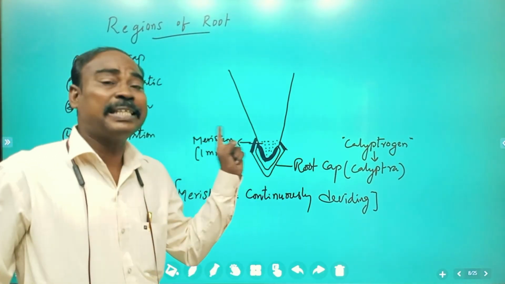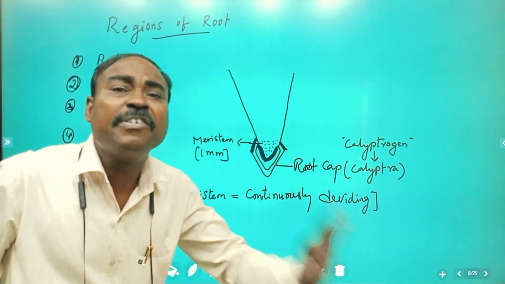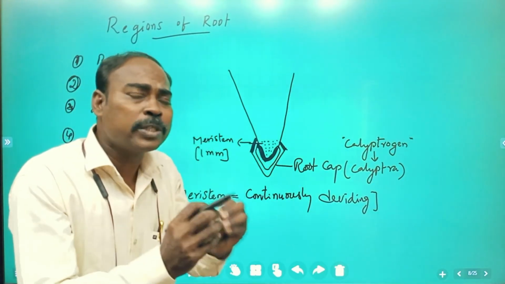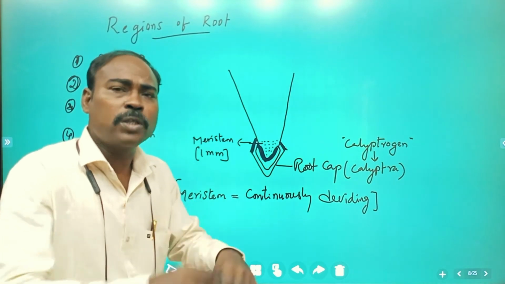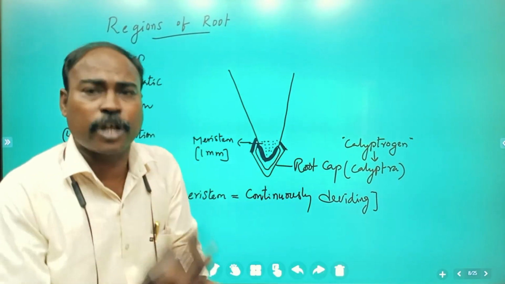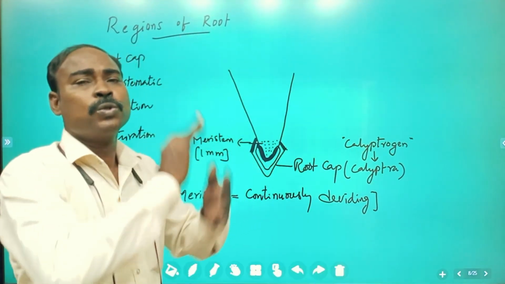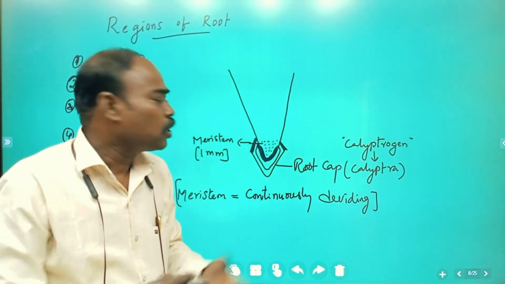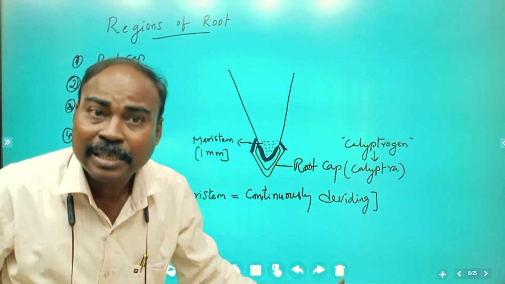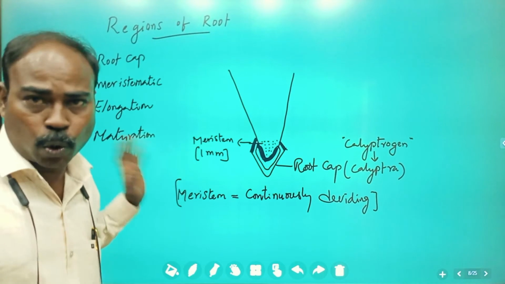So the cells present here participate in division continuously. One cell divides and gives 2, 2 cells divide and give 4, 4 cells also divide and give 8. Likewise, they continuously participate in division and produce a new cell population. That zone responsible for the production of new cells is said to be the meristematic zone.